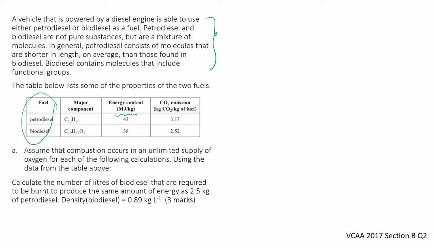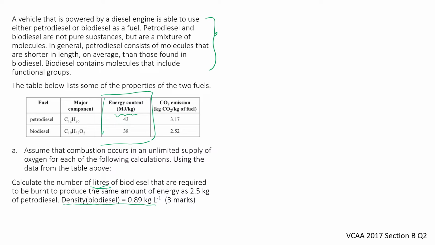Okay, so the question says, assume that combustion occurs in an unlimited supply of oxygen for each of the calculations, which means it is a complete combustion. We can safely use these energy content values. We need to calculate the number of liters. Oh, that doesn't sound good because we don't have any liters on this table. Liters of biodiesel that are required to be burned to produce the same amount of energy as 2.5 kilograms of petrodiesel, and density. Okay, so look at that.